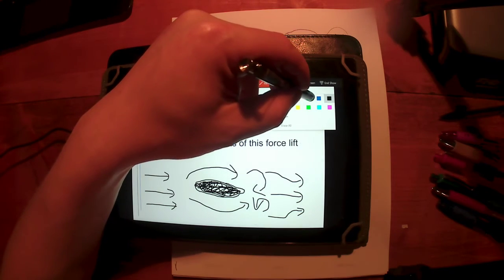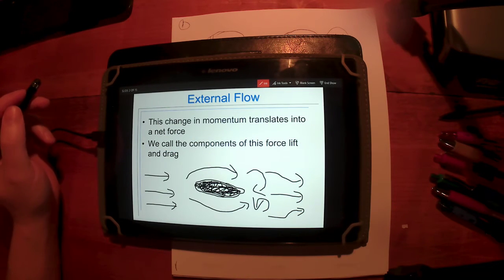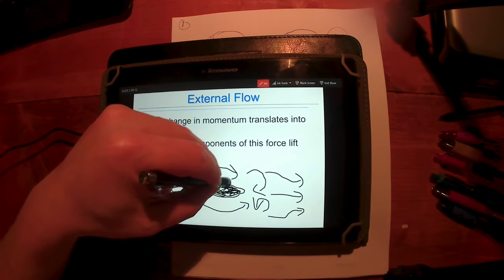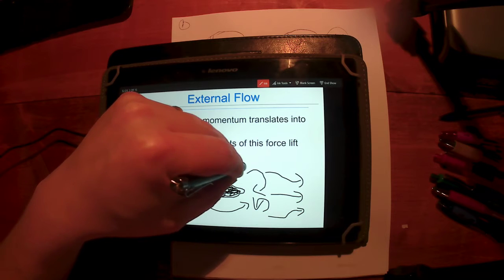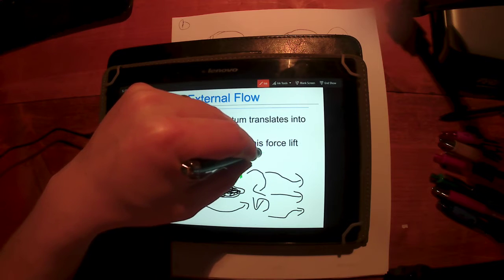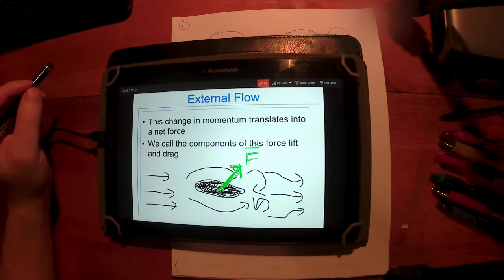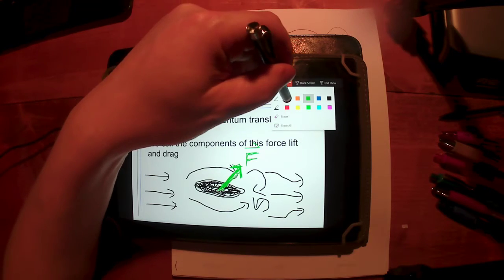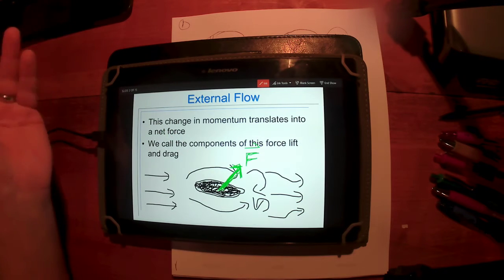Alright, so what's going to happen? Well, as this fluid flows over, this object's applying a force to these fluid particles, meaning the fluid particles are applying an equal and opposite force back on this object. So those fluid particles are applying some force F to this object as the fluid flows over it. Okay? Now, we can break any force into its components.